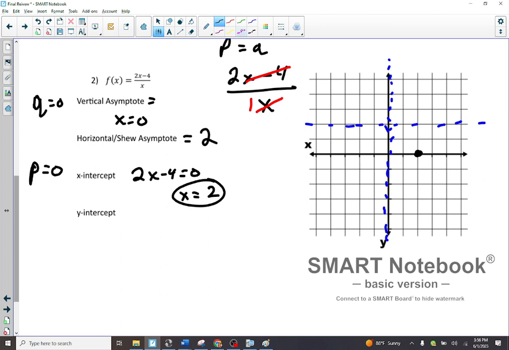And then the y-intercept is when you put x equals 0 for the whole equation. But in this situation, you'll get negative 4 over 0. So there is no y-intercept.